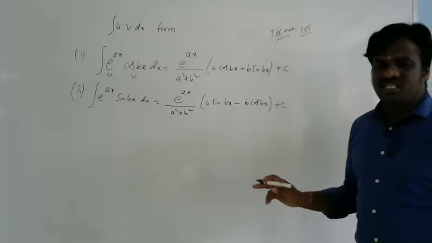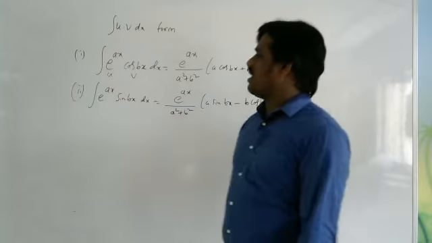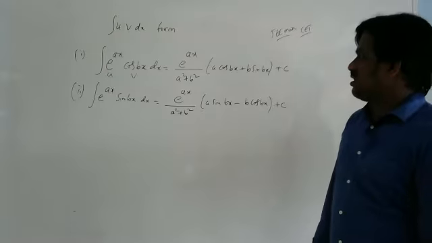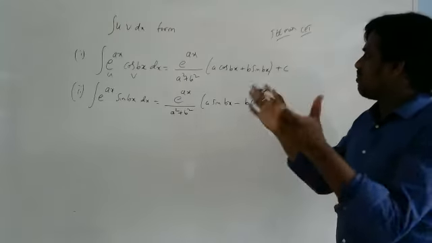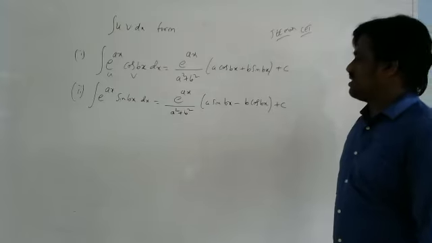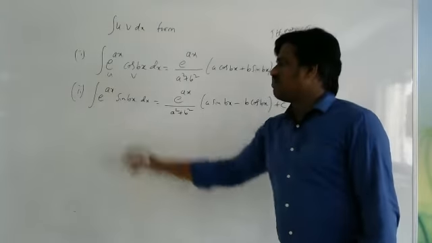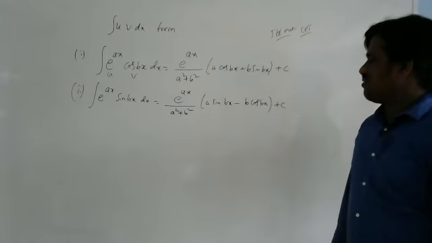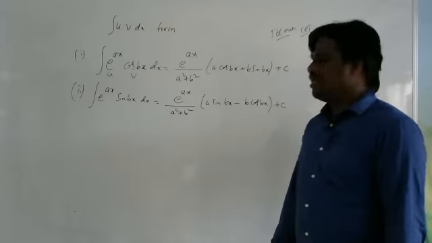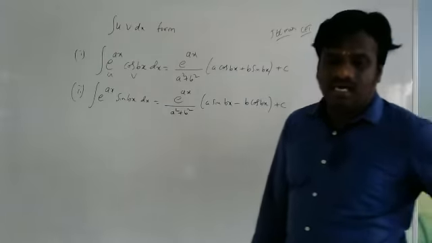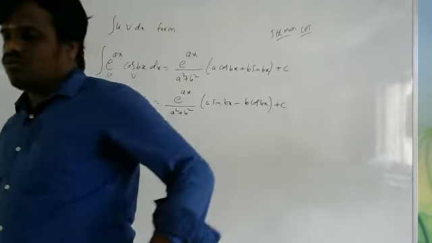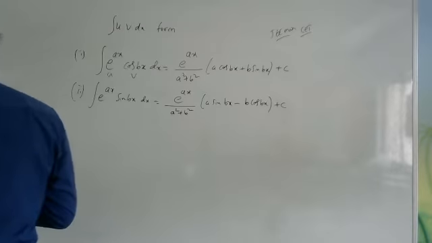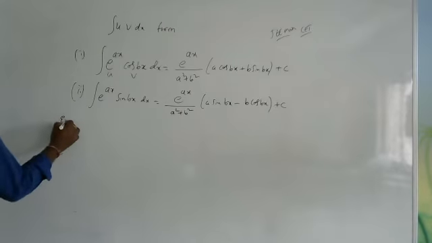So whenever you have integration of e power ax cos bx dx, the formula will be e power ax upon a square plus b square, under bracket a cos bx plus b sin bx, plus c is the answer. Integration of e power ax sin bx dx is equal to e raised to power ax upon a square plus b square, a sin bx minus b cos bx, plus c is the answer. So these are the formulas to find integration of these types. Let's solve a question now.